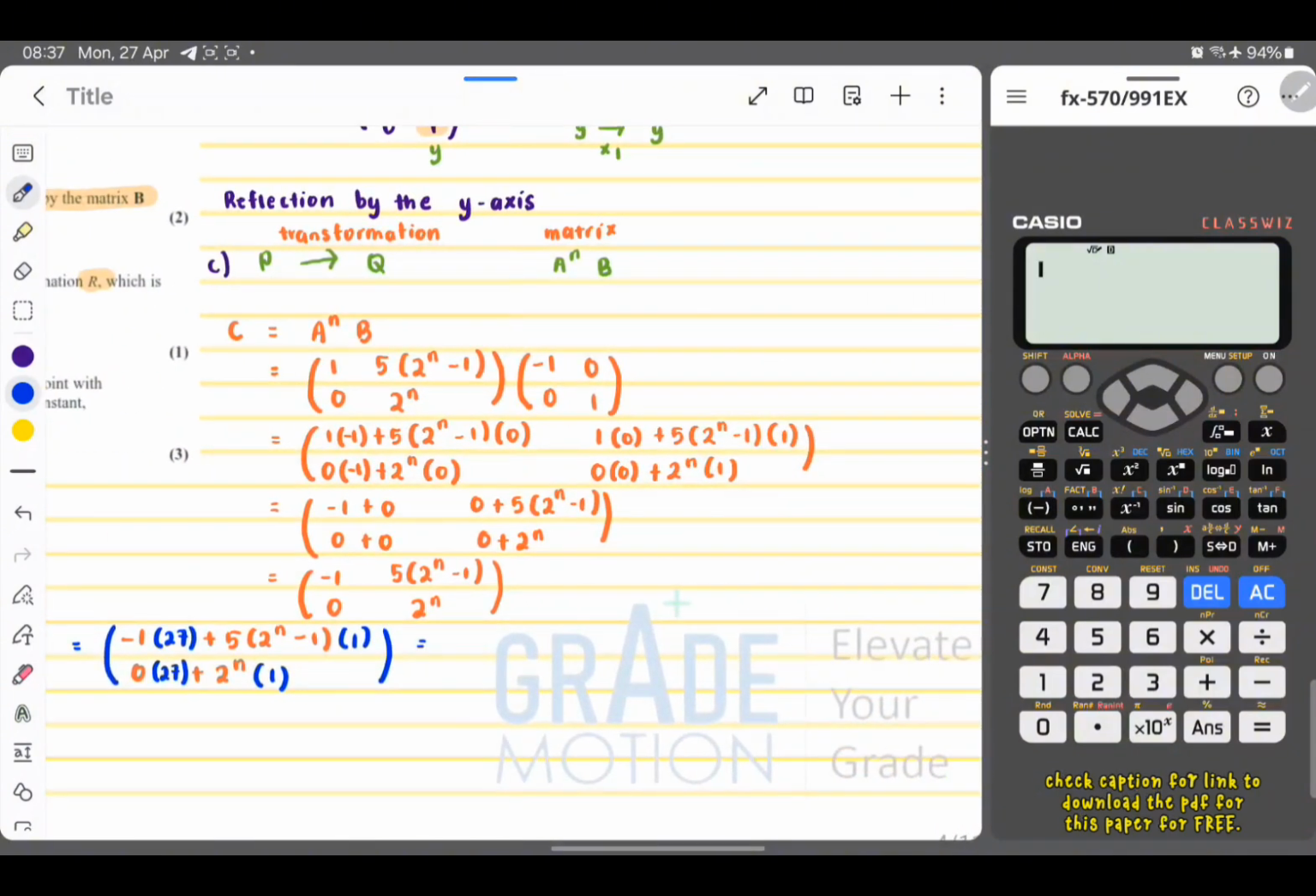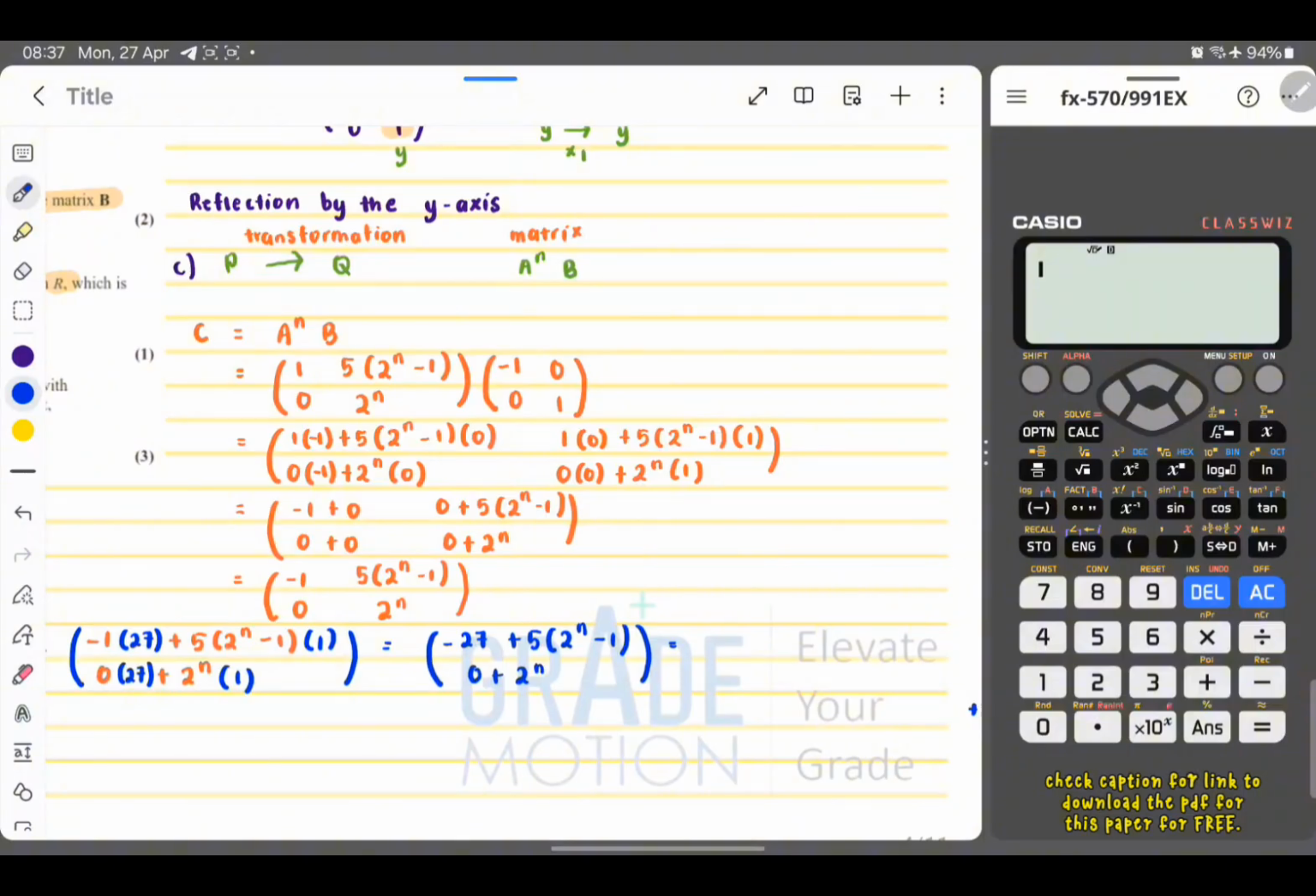Let's simplify our matrix. We will get -27 plus 5, open bracket, 2 to the power of n minus 1, and then here would be 0 plus 2 to the power of n. We can still expand and simplify the first row. So here would be -27 plus 5, open bracket, 2 to the power of n, close bracket, minus 5. This one would be 2 to the power of n.